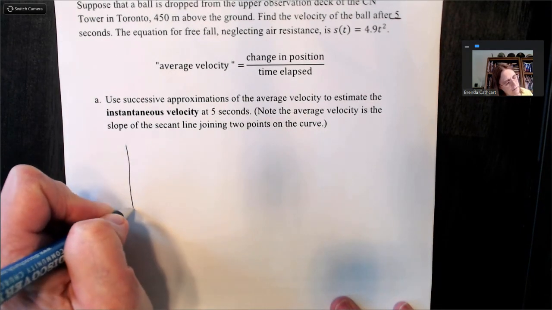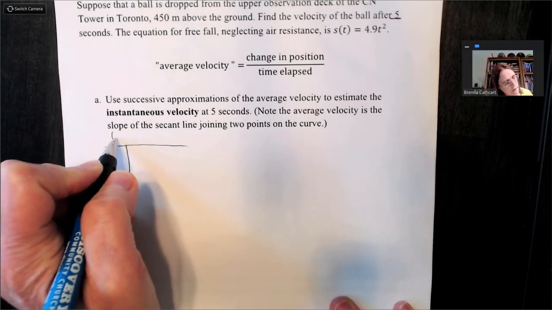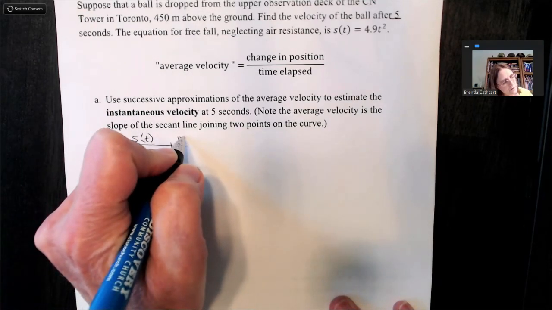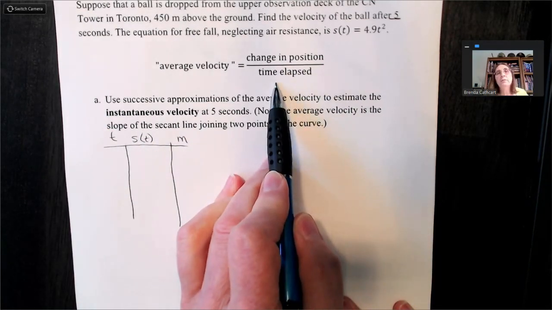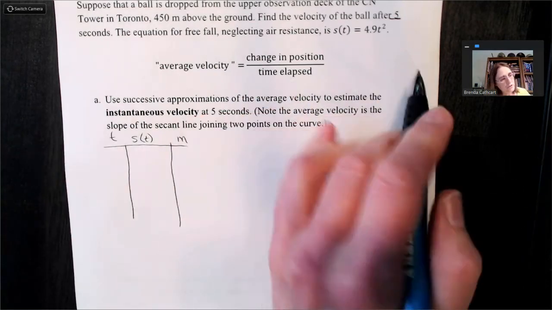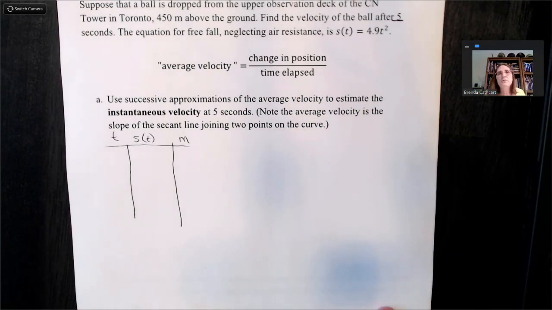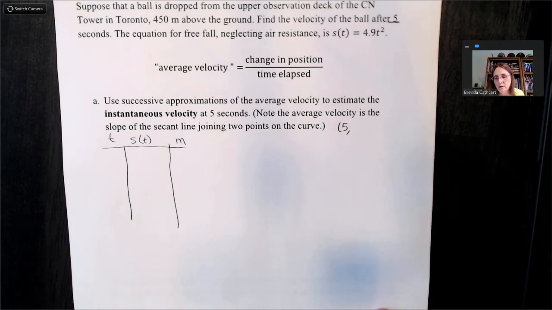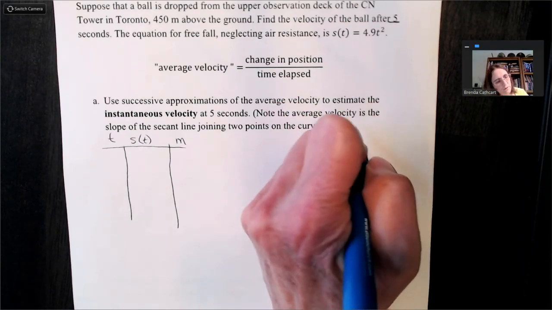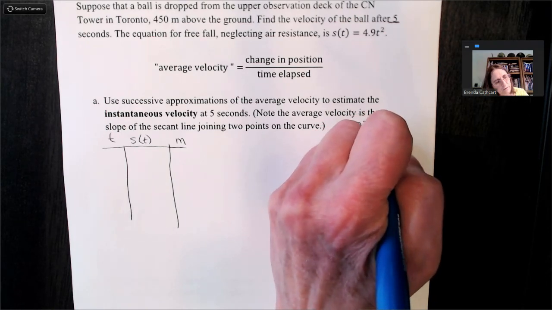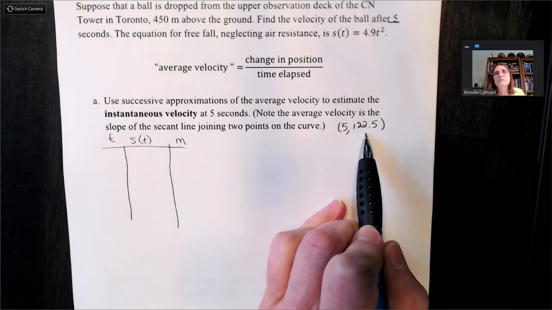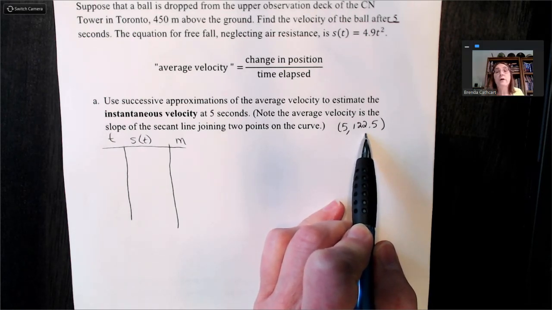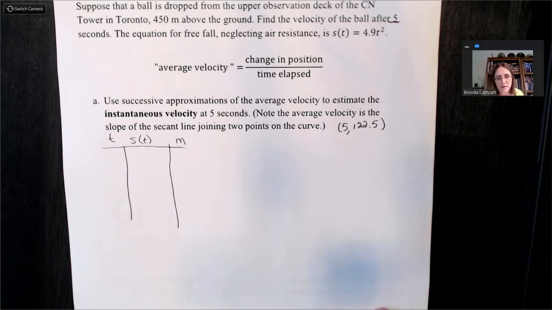I've already created this table of values, so we're just going to very quickly write it down, save a lot of time. And I want the slope, which of course is change in position divided by time elapsed. And I'm interested in what happens after 5 seconds. So at 5 seconds, plugging 5 into our equation, 4.9 t squared, I have the ordered pair 5, 122.5 feet. So at 5 seconds, the ball that has been dropped from the tower has fallen a distance of 122.5 feet. Let's see what happens at nearby points.